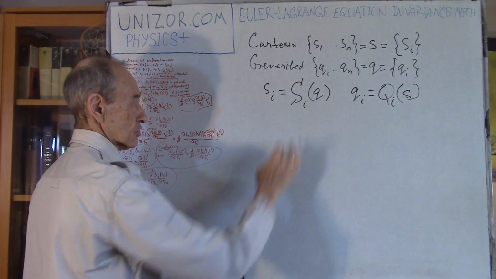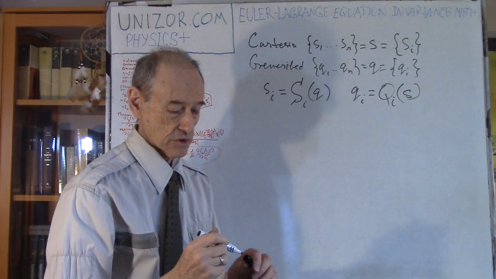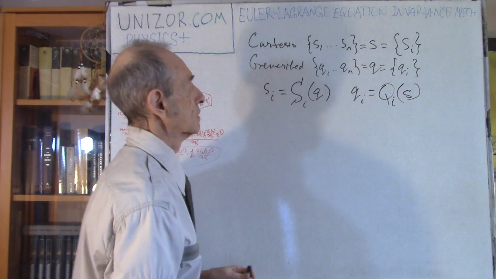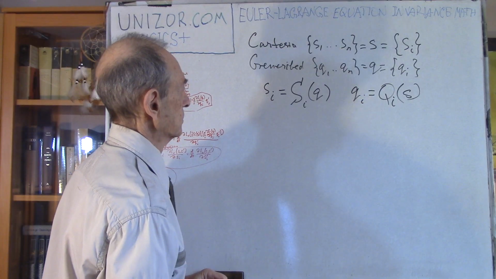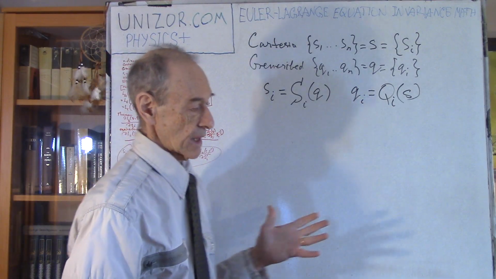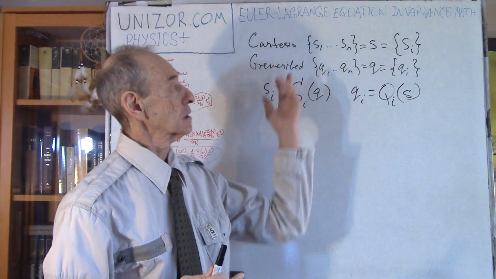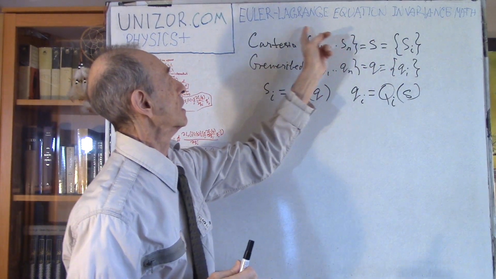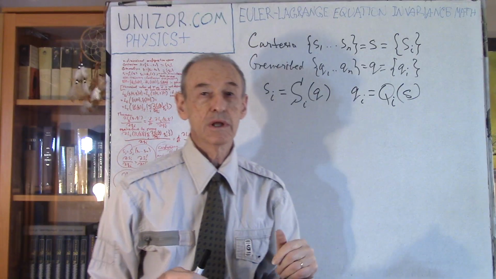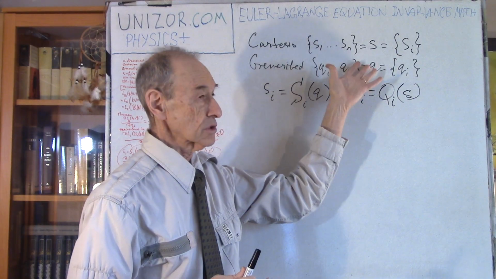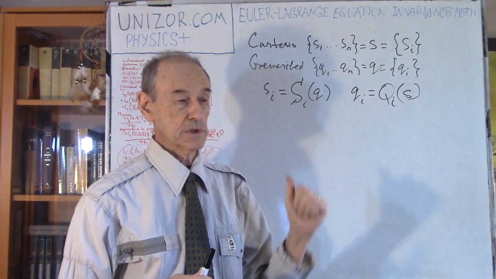They are smooth functions, which means they are differentiable, at least twice; we need that. Next, I would like to approach the covariance of the Euler-Lagrange equation in different systems of coordinates, in Cartesian coordinates and in generalized coordinates.